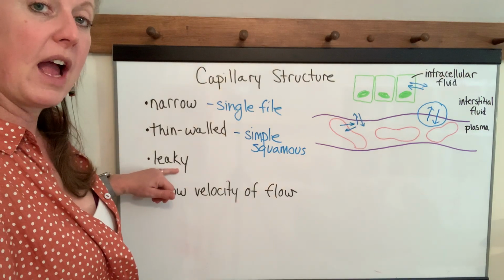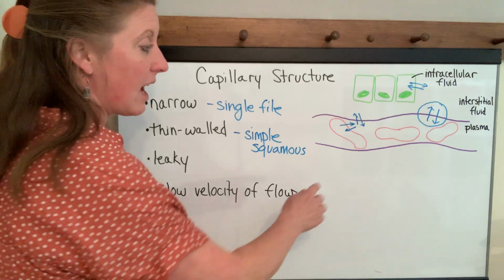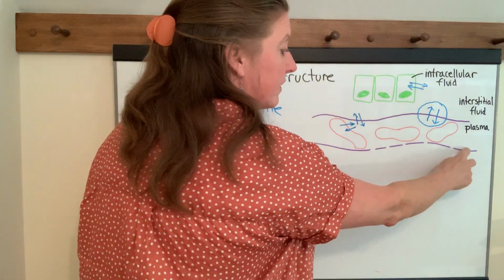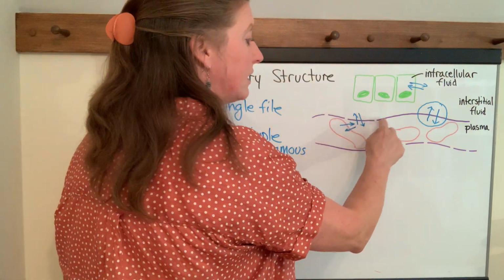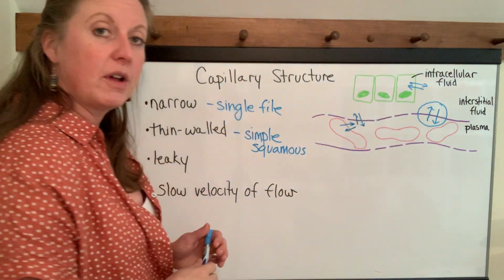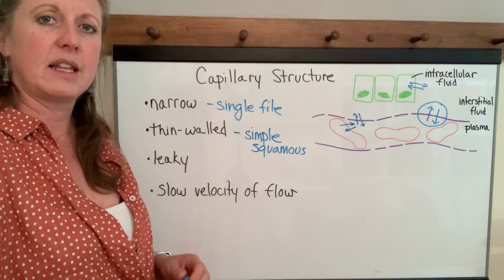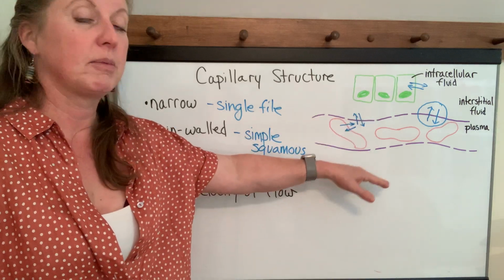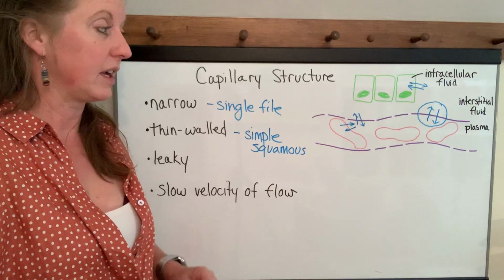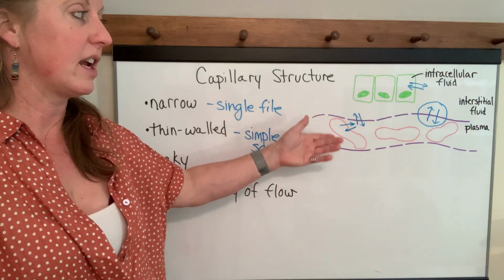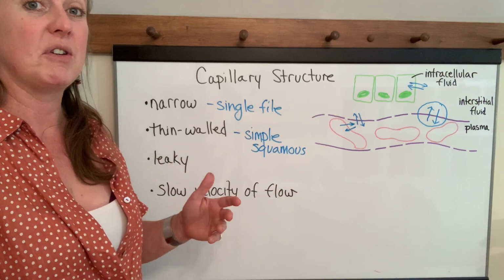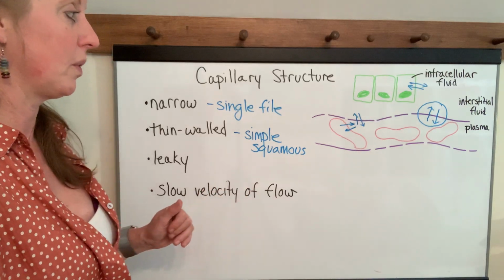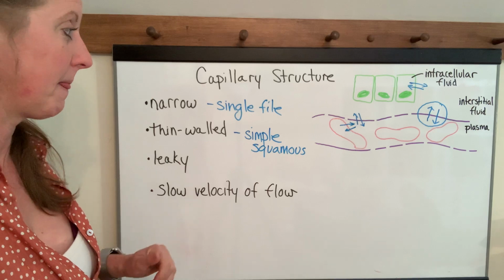Next, capillaries are actually leaky by design. So in between those simple squamous cells, there are little pores or windows that allow larger substances, the things that we may not have transporters for, to actually leave the capillary or enter the capillary. So it makes the exchange in the capillaries even faster. It doesn't necessarily have to go through one of the simple squamous cells. It can go around them.